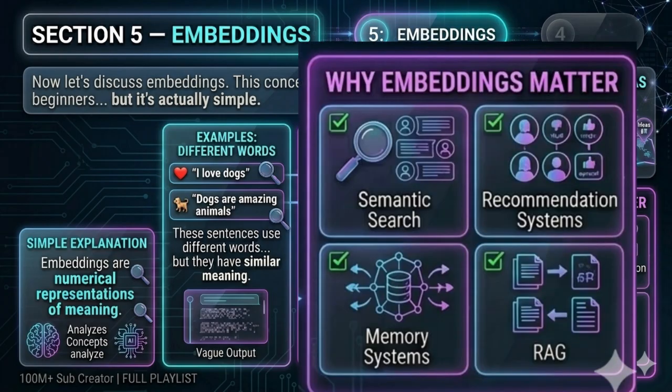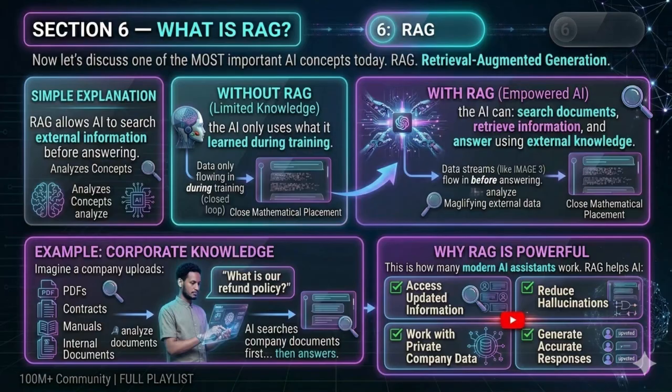Why do embeddings matter? Embeddings are used in semantic search, recommendation systems, memory systems, and RAG. Now let's discuss one of the most important AI concepts today: RAG, Retrieval-Augmented Generation. What is RAG? RAG allows AI to search external information before answering.